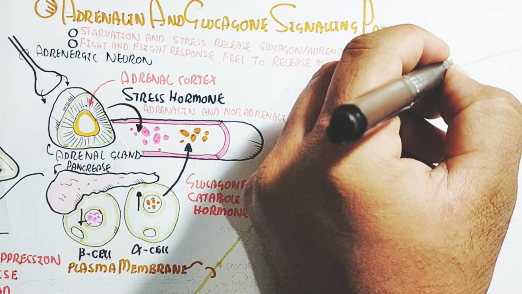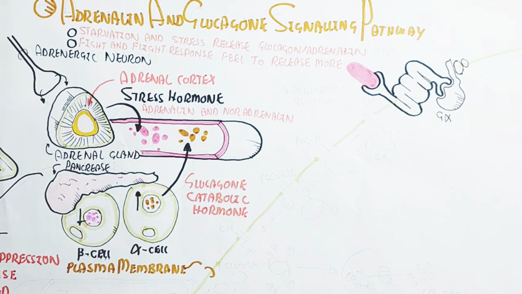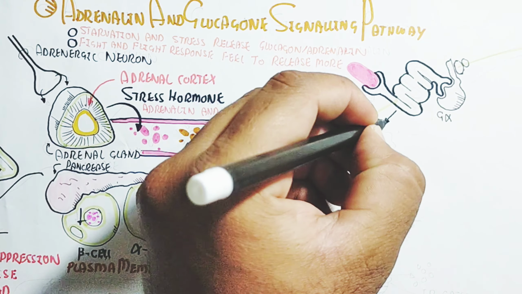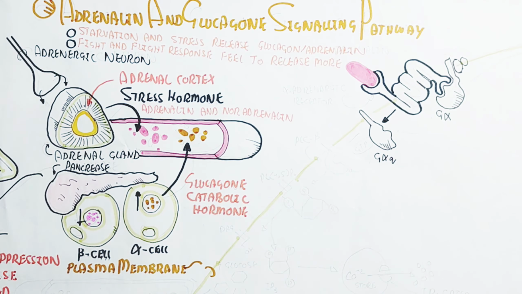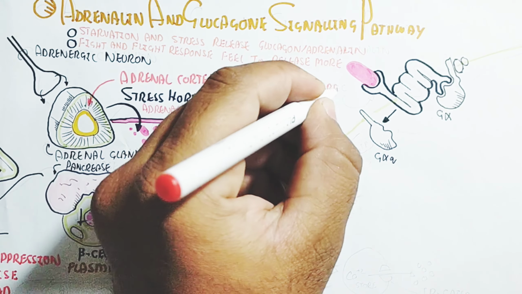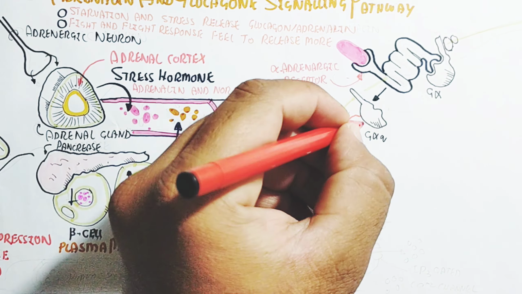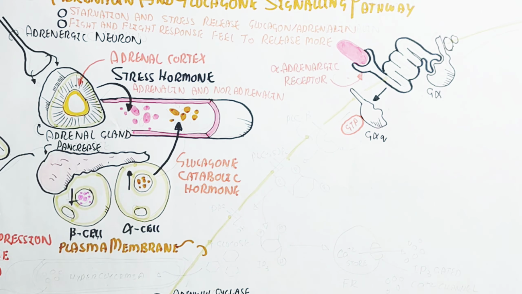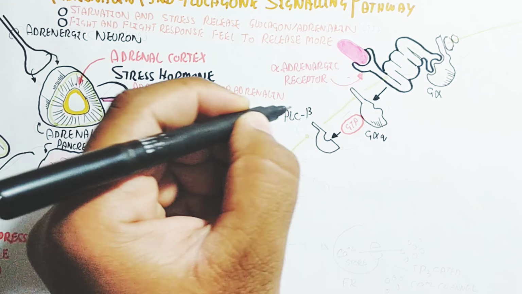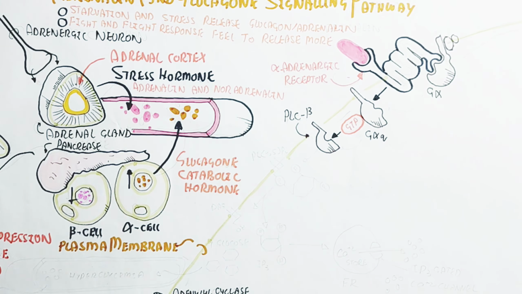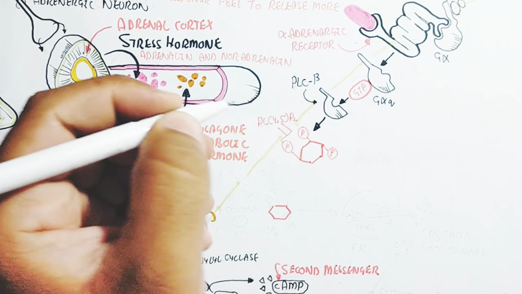While on the other hand, the alpha adrenergic receptor will receive adrenaline as a neurotransmitter. In this case, the same trimeric protein is activated and the alpha protein separates because it is unstable after activation, and GDP is converted to GTP, which is active and binds with the enzyme phospholipase C beta. The phospholipase C beta binds to activate phosphatidylinositol 4,5-bisphosphate, which will be converted to IP3, inositol triphosphate.